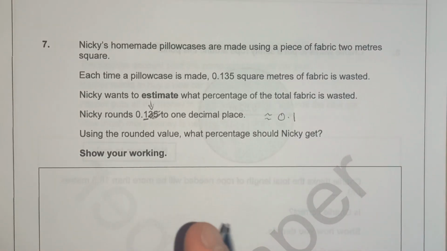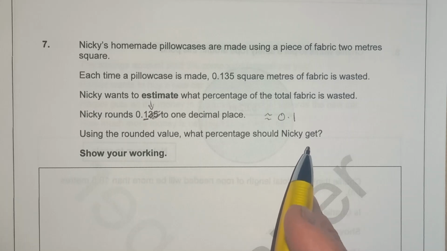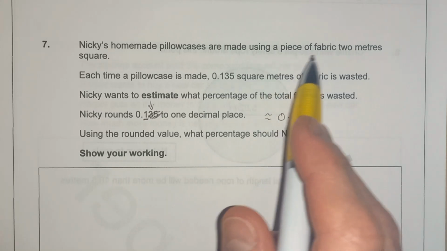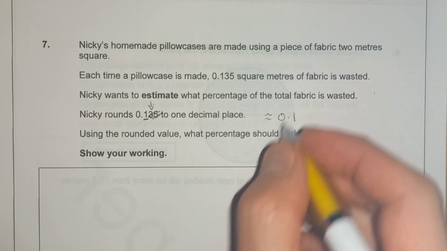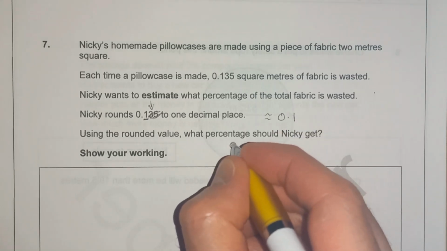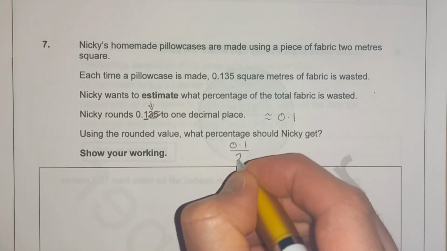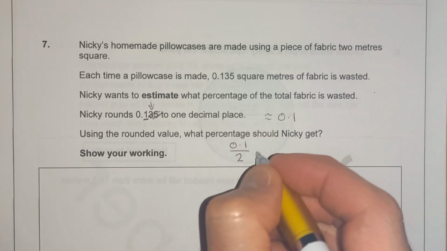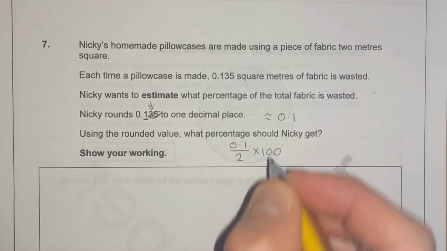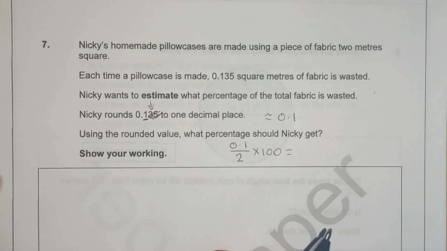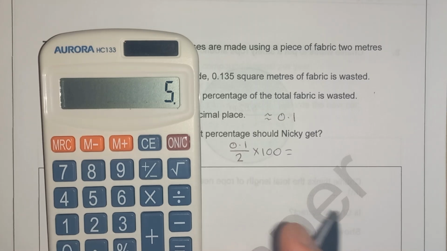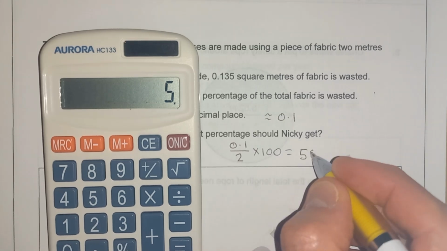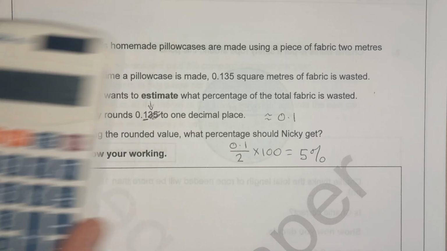Okay, now we want to know the percentage of the fabric wasted. She's using a piece of fabric 2 metres square. So basically she's wasting 0.1 out of 2 metres. And to make it a percentage, multiply by 100. So 0.1 divided by 2 times 100. That means our estimate is that she is wasting 5%.